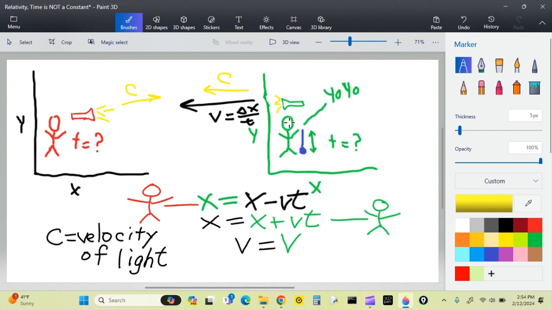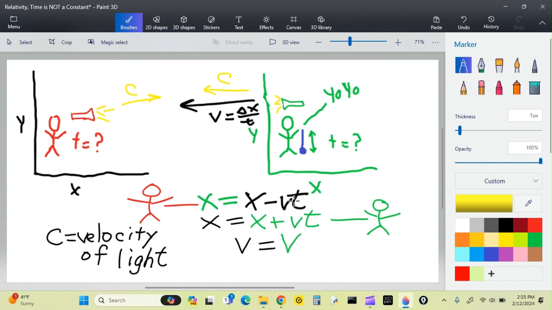What about the observer here? What does he see? He sees the x, in his terms, as x plus vt. So he sees it moving this way. He thinks this person is moving in this direction, so it's actually the velocity going in the opposite direction. It will be going in the positive direction of his x-axis.